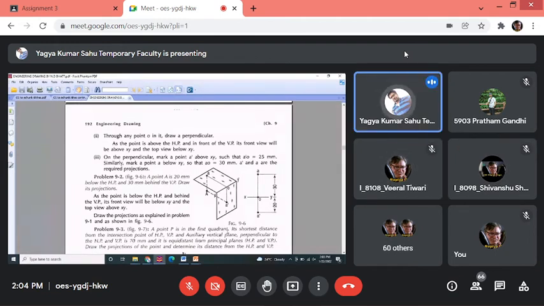Now see, its shortest distance from the intersection point of HP, VP and auxiliary vertical plane perpendicular to HP and VP is 70 mm. What is this distance, 70 mm? And it is equidistant from the principal planes, meaning it has the same distance from the horizontal as well as the vertical plane. Draw the projections. What is this 70 mm in this particular case?